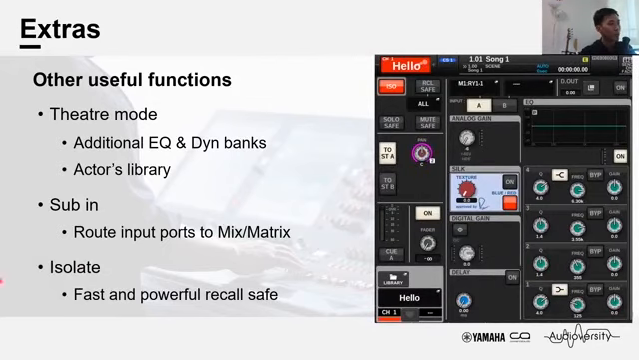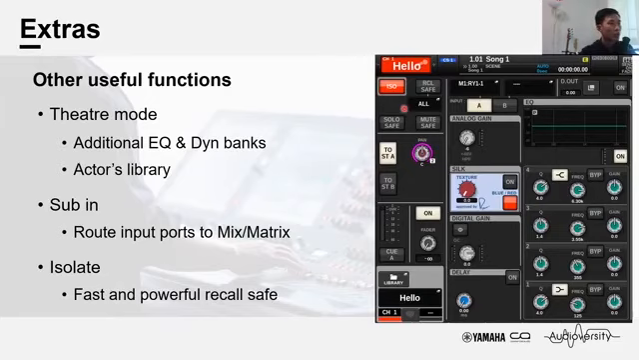And our last function is isolate. So isolate is like a fast and powerful recall save. What it's used for is, usually we have our recall save settings. Sometimes we don't have all the recall save parameters. We take out some parameters. We only recall save certain things like faders or EQ, stuff like that.